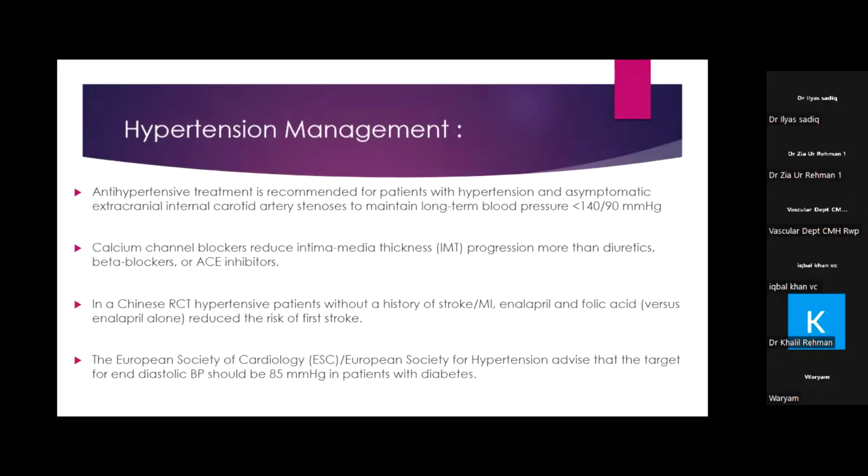Hypertensive management. Antihypertensive treatment is recommended for patients with hypertension and asymptomatic extracranial internal carotid artery stenosis to maintain long-term blood pressure of less than 140 by 90 mmHg. Calcium channel blockers reduce intima media thickness progression more than diuretics, beta blockers, or ACE inhibitors. In a Chinese randomized controlled trial, in hypertensive patients without a history of stroke or MI, enalapril plus folic acid versus enalapril alone reduced the risk of first stroke. The European Society of Cardiology and European Society for Hypertension advised that the target for diastolic blood pressure should be 85 mmHg in patients with diabetes.